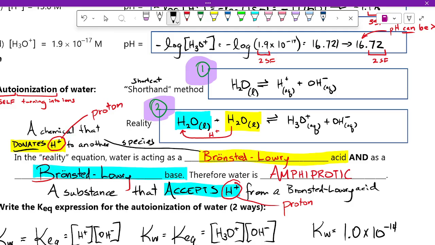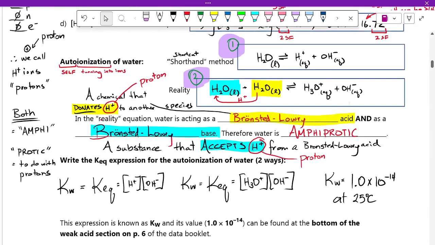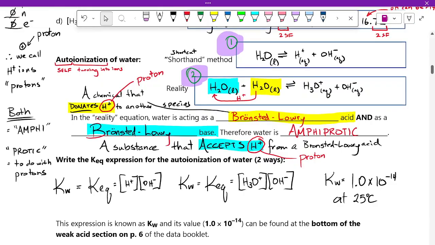Now, would it change if we put it at a different temperature? Yes, because K's change when we change the temperature. You can assume that unless I say otherwise, you are always at 25 degrees Celsius, okay? So if I don't say anything different, you're at 25 degrees Celsius.